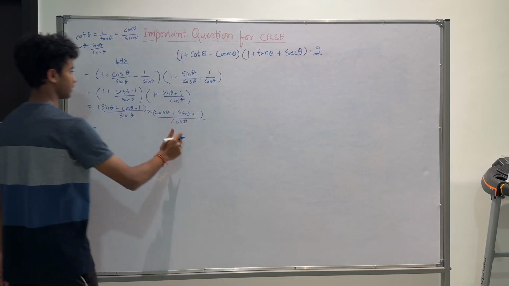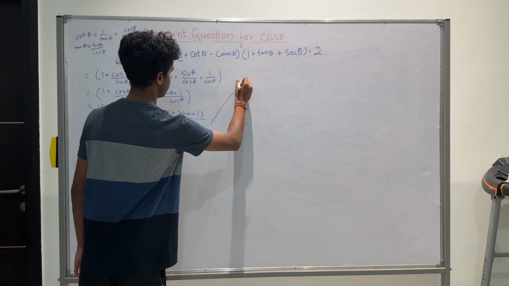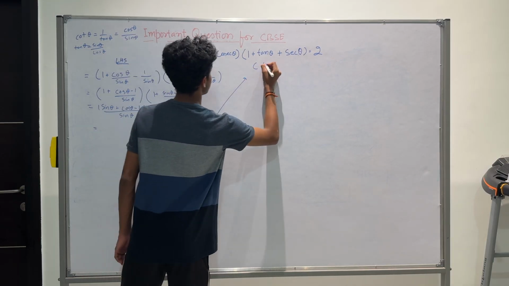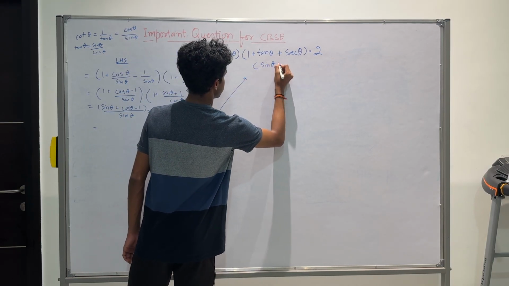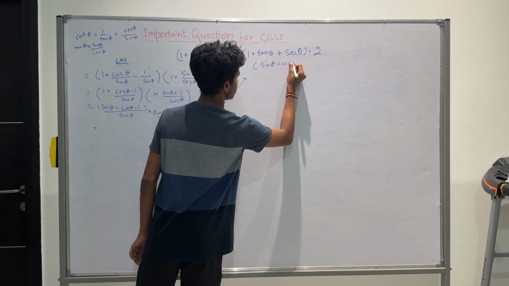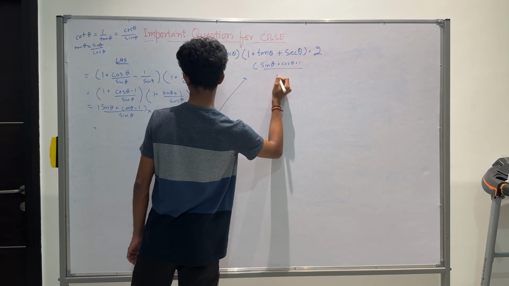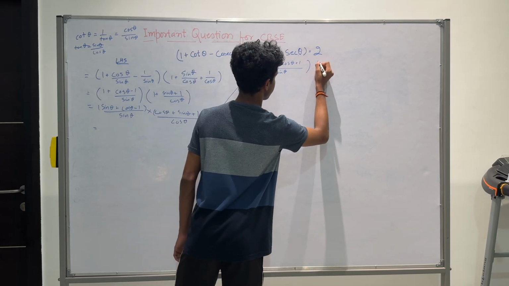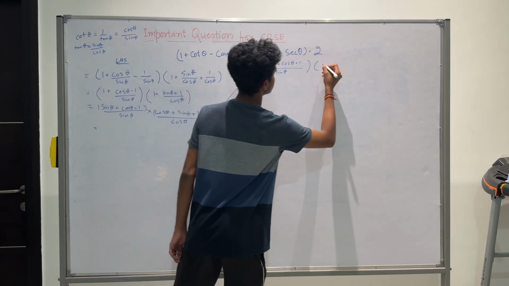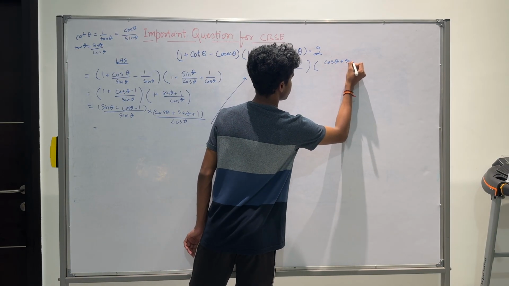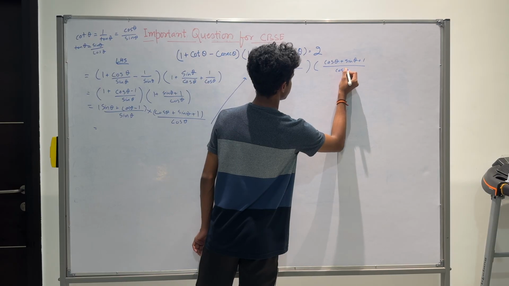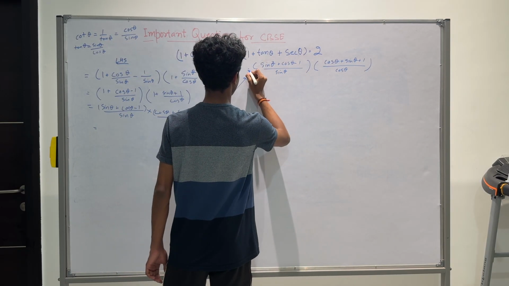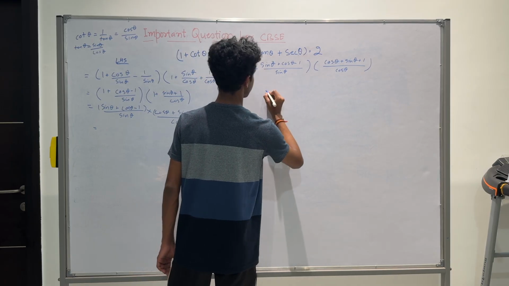We'll multiply. I'll write over here. We write it down again so it's easier. Sin theta plus cos theta plus 1 by sin theta. And then there is cos theta plus sin theta plus 1 by cos theta minus 1. Let's begin multiplying.